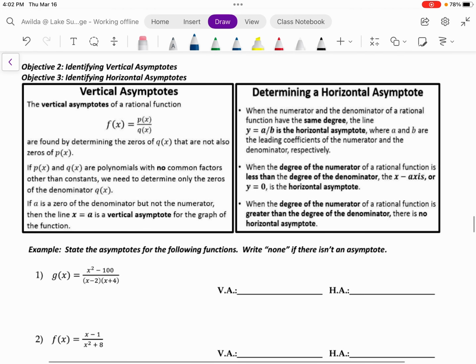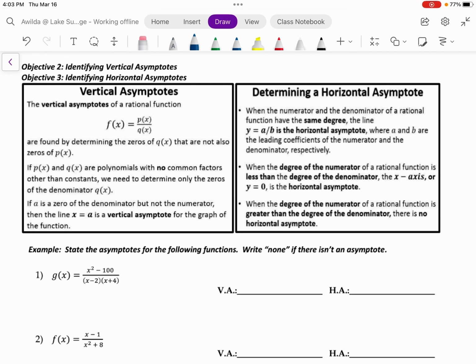In the graphs of rational functions, we will see some invisible lines that will serve as barriers called asymptotes. Asymptotes are lines or walls that cannot be touched or crossed over. There are vertical asymptotes and horizontal asymptotes.